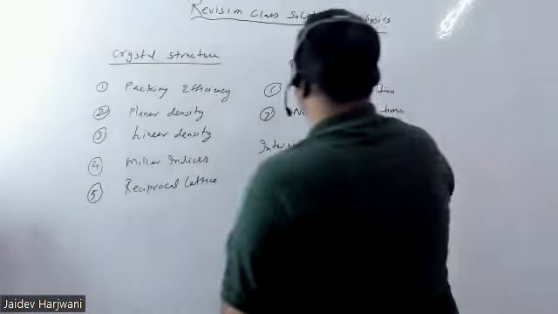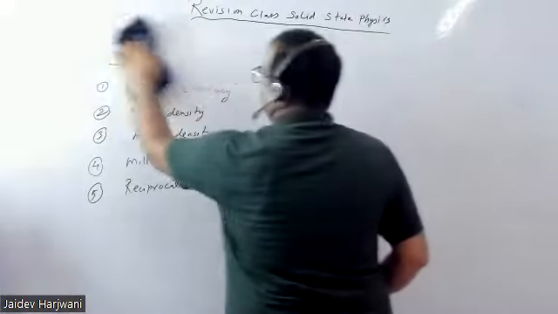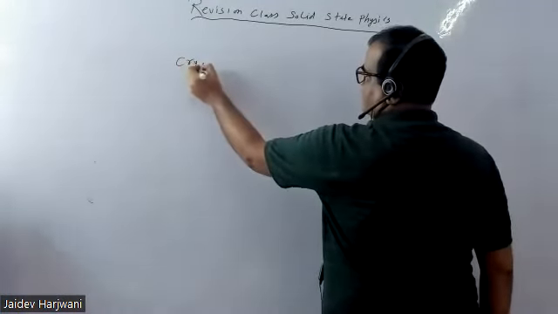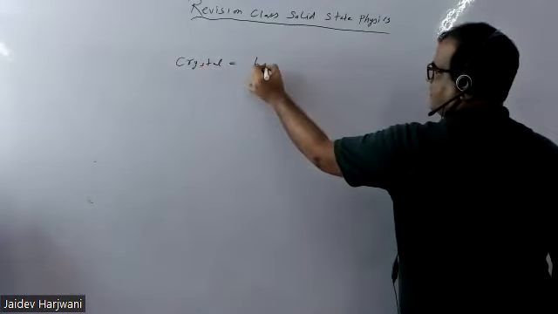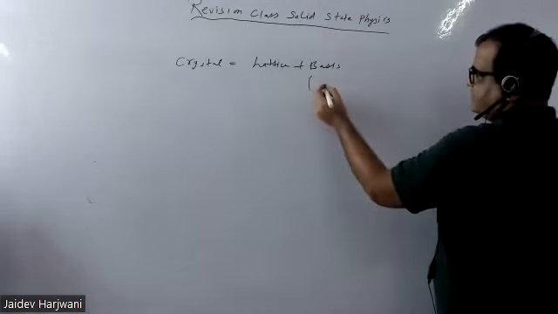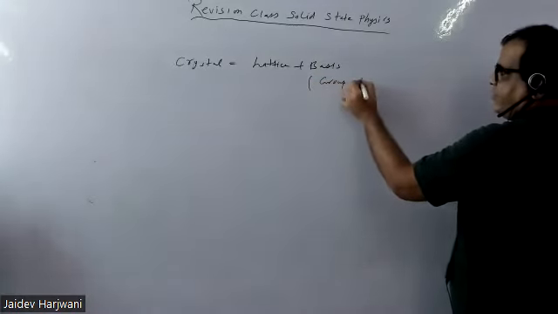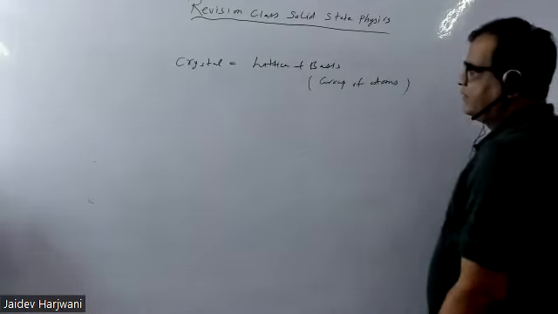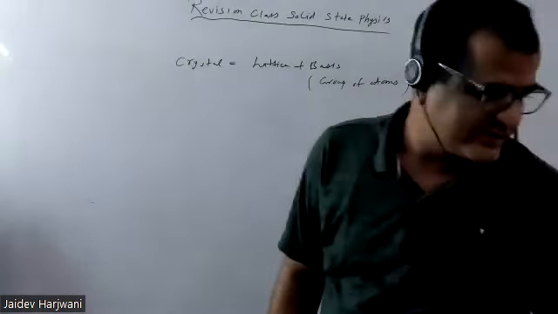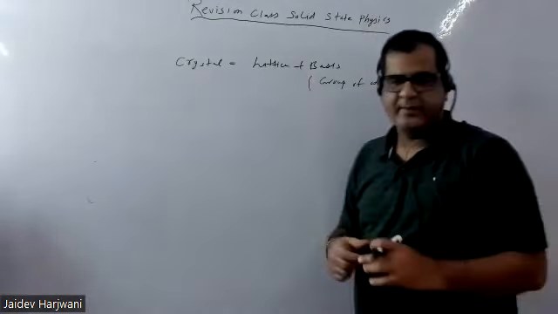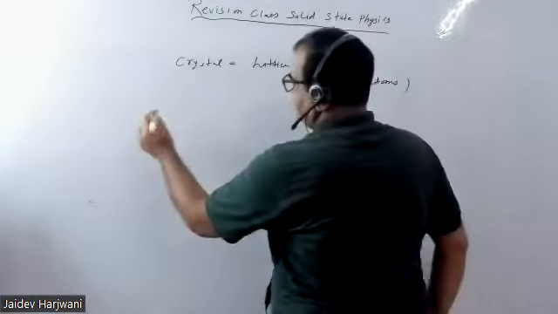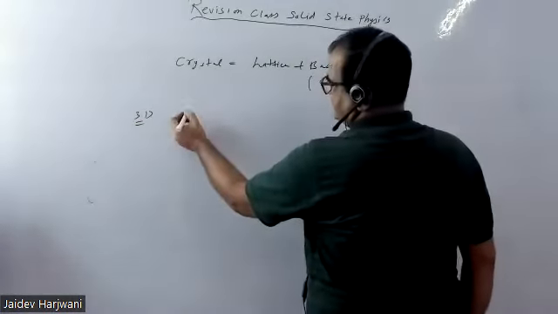First of all, let me start with the crystal. What is a crystal? A crystal is basically lattice plus basis, and basis here means a group of atoms. All the crystals that exist in the world can be classified based on their lattice. In 3D, we have a total of 14 Bravais lattices.